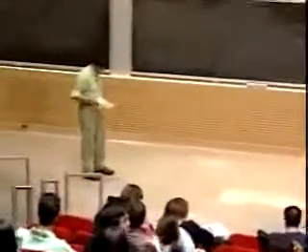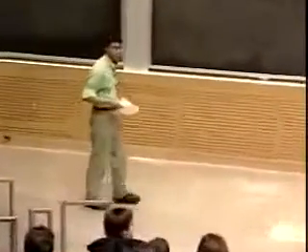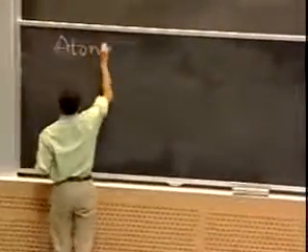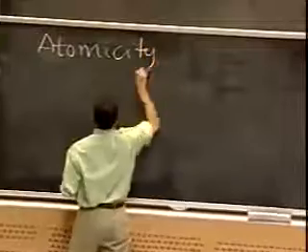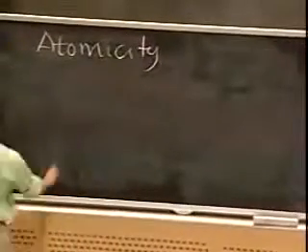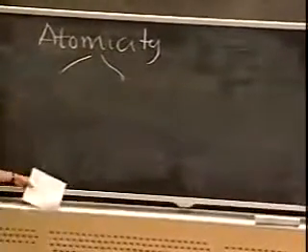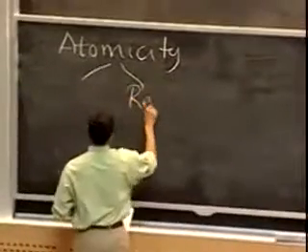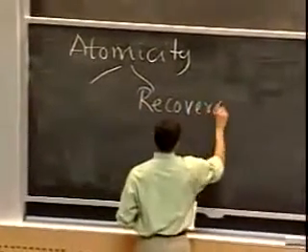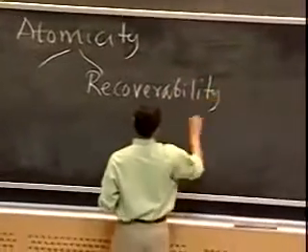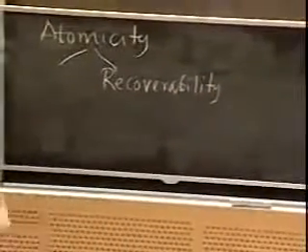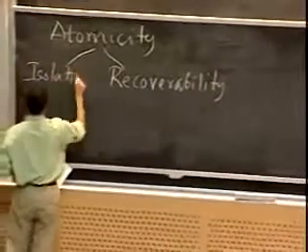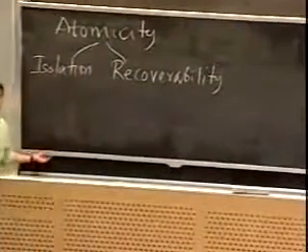Okay, so what we're going to do today is continue our discussion of atomicity, which, as you'll recall, is two properties that have to hold in order for atomicity to hold. The first property that we talked about was recoverability. And the other property, which is what we're going to spend most of our time on today, is isolation.